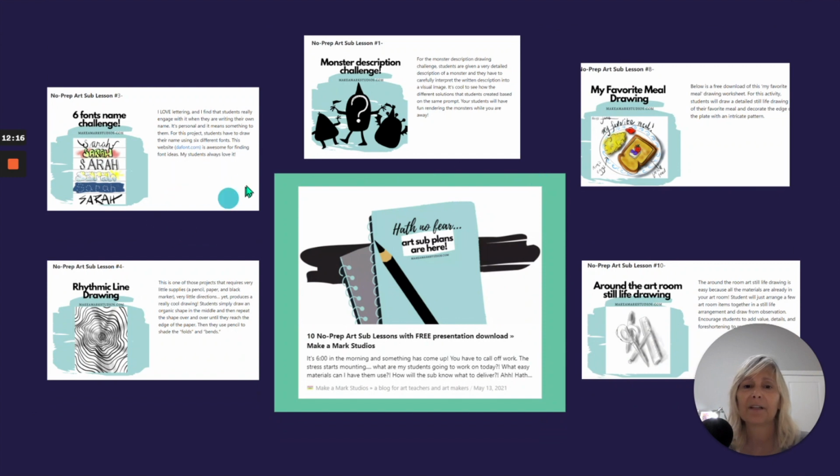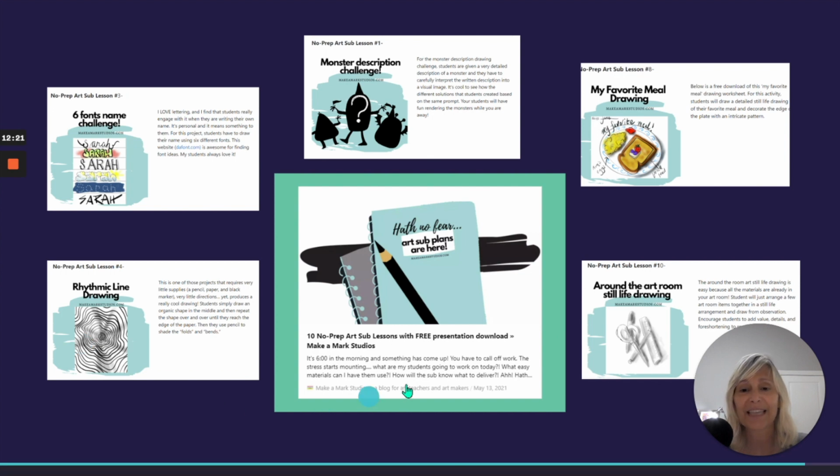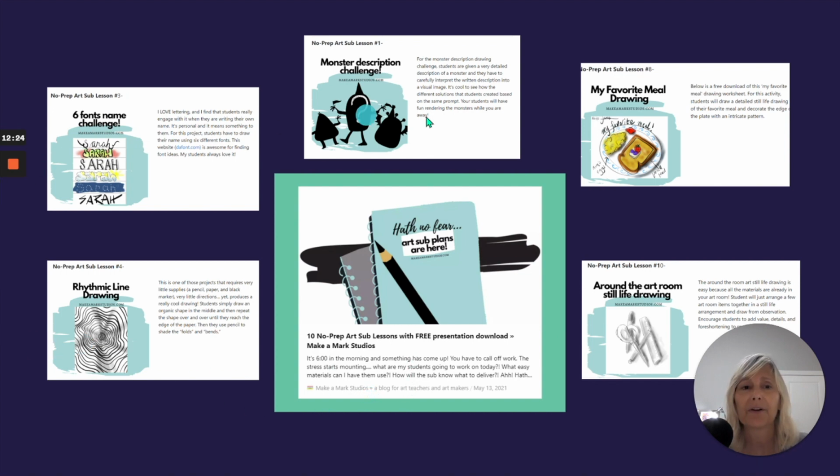And then finally, I've included some no prep lessons for this set. The article is titled 10 No Prep Sub Lessons, but there are 5 here for those 6 o'clock in the morning times when you aren't sure what you're going to be doing with your sub plans if you wake up and find out you can't make it to school that day. So the fonts name challenge, rhythmic line drawing, all around the art room, still life drawing, and my favorite, meal drawing, and monsters. They all work for various grade levels. You can tweak them to make sure that they work for the grade level that they are designed for.